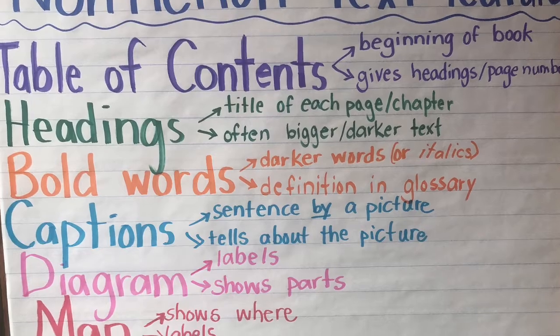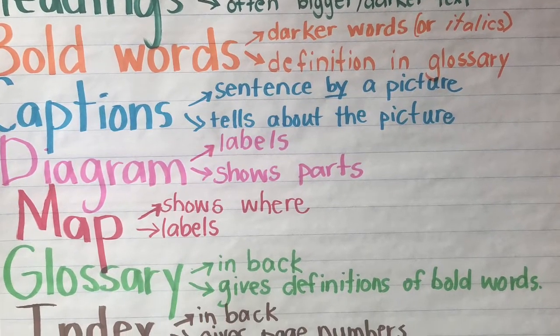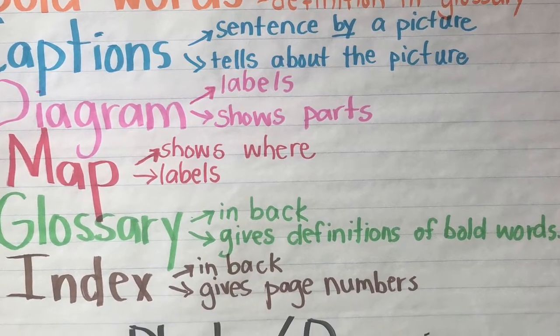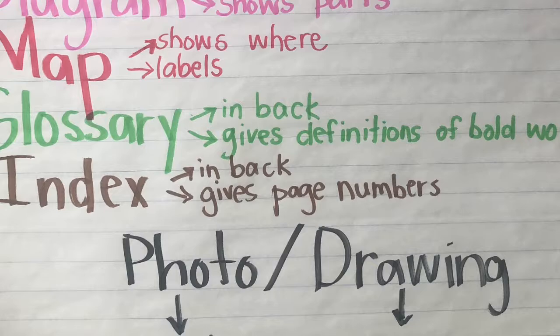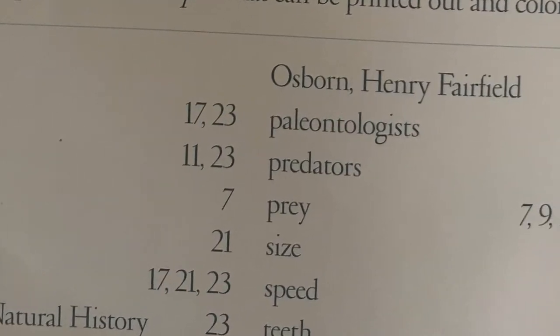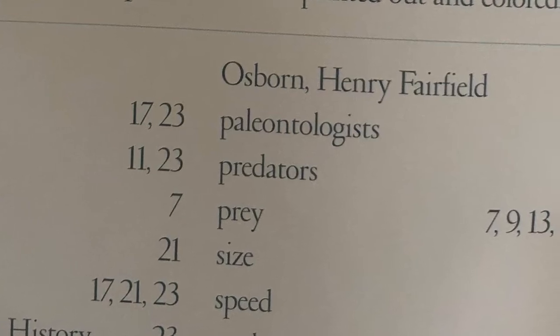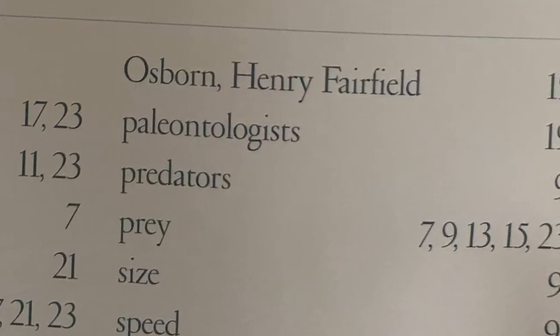And finally, another nonfiction text feature is an index. Just like the glossary, it's in the back of the book, but an index doesn't give definitions like the glossary does. An index gives page numbers for certain words. So if I wanted to look at where I read the information about paleontologists, I would look on page 19.